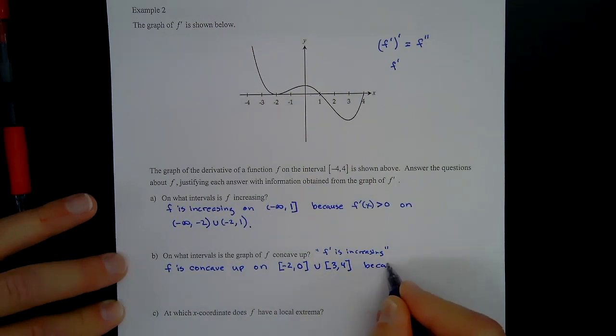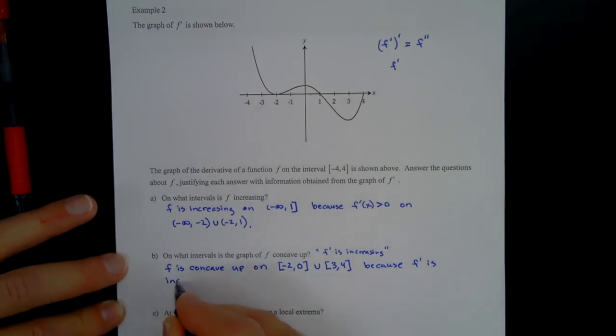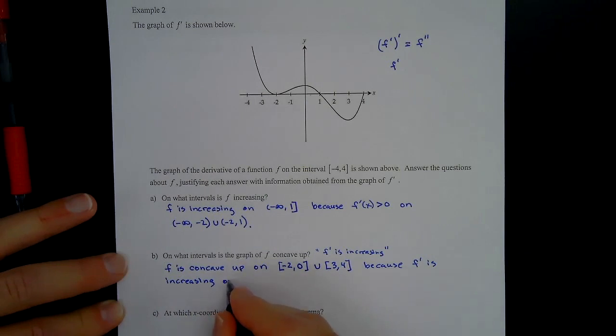Because f prime is increasing on those exact same intervals. So f prime is increasing on the intervals -2 to 0, union 3 to 4.